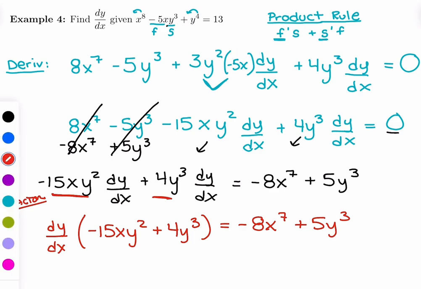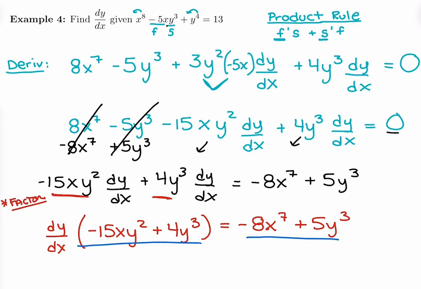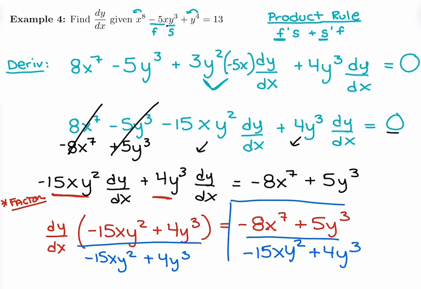And my last step to get dy/dx by itself, it's multiplied with this coefficient. I want to get rid of multiplication, which I can do by division. So I have to divide by negative 15xy squared plus 4y cubed. And there is my final answer for what dy/dx is by itself: negative 8x to the 7th plus 5y cubed over negative 15xy squared plus 4y cubed.